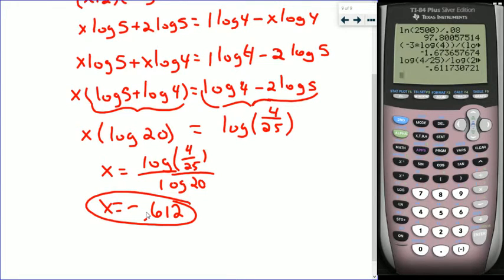And as you can see on the handy-dandy calculating machine, logarithm base 10 of 4 25ths divided by logarithm base 10 of 20 ends up being negative 0.612-ish.